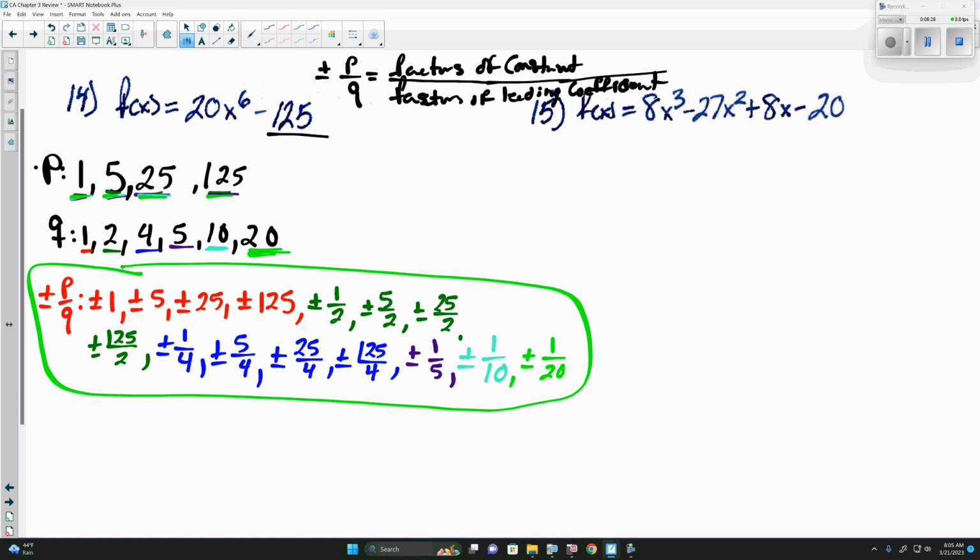And most likely the times where we won't have to list them all out is if there's a greatest common factor between the factors of p and whatever that value of q is. If there's not, like 2 and 4, we have to list them all back out.